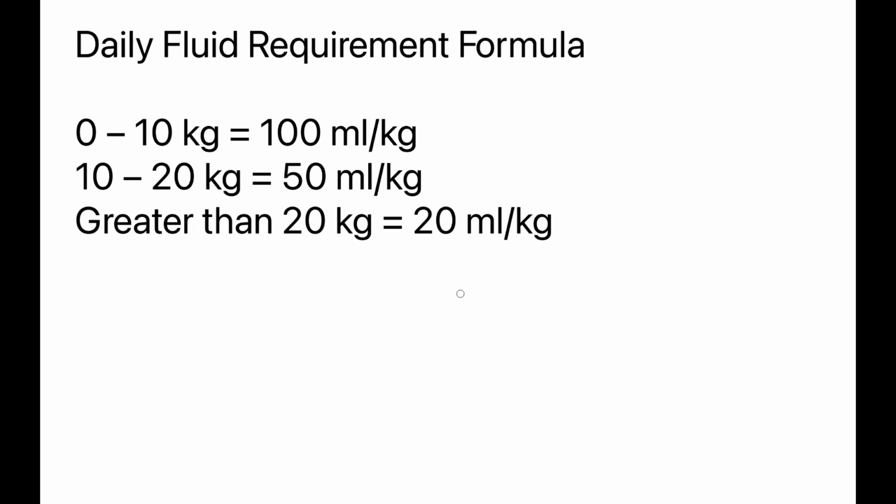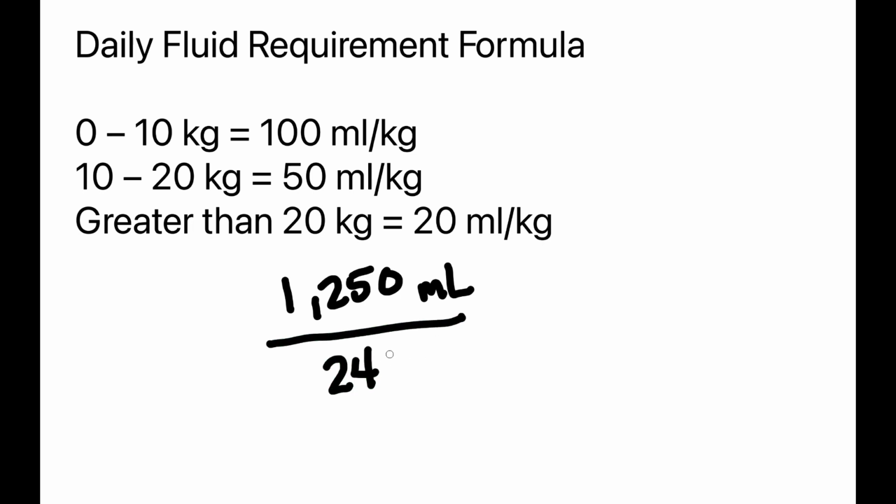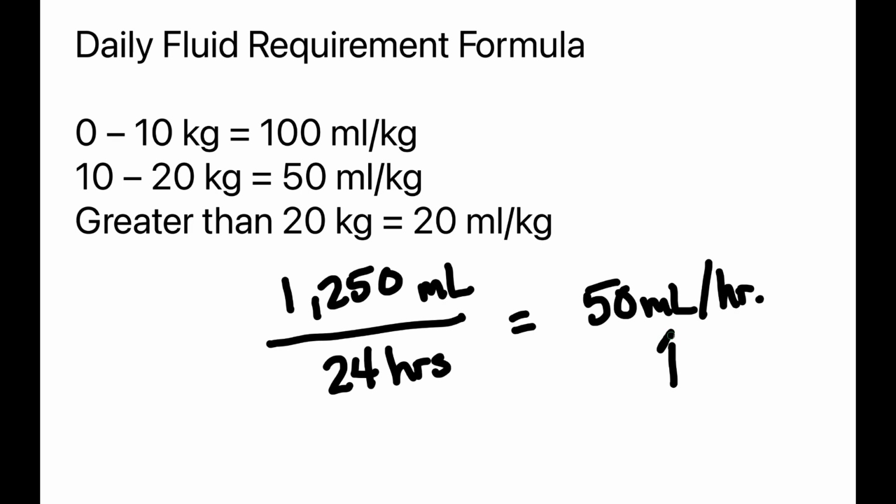To figure out the hourly rate, you would take our daily requirement, 1,250 mLs, and divide it by 24 hours. This gives us 50 mLs per hour. This is what you would put on the IV pump.